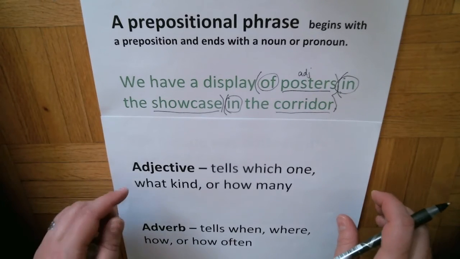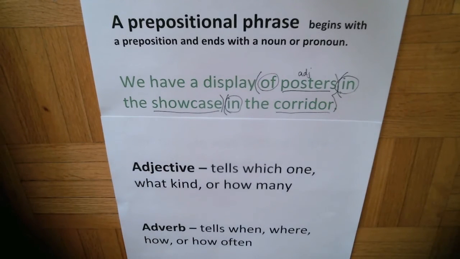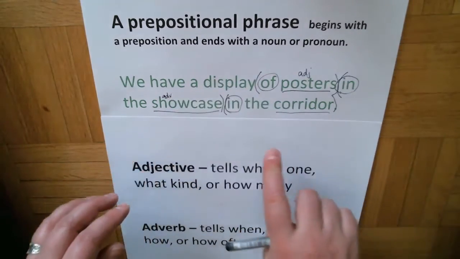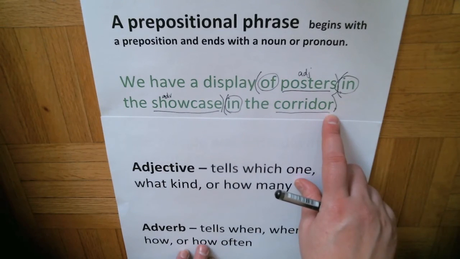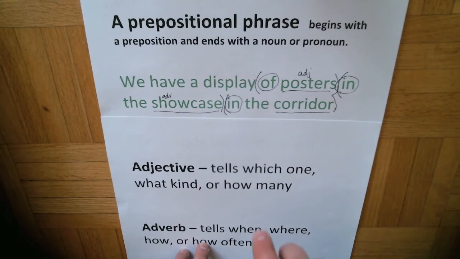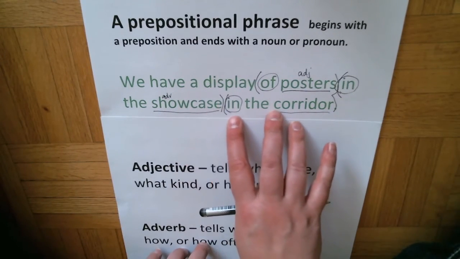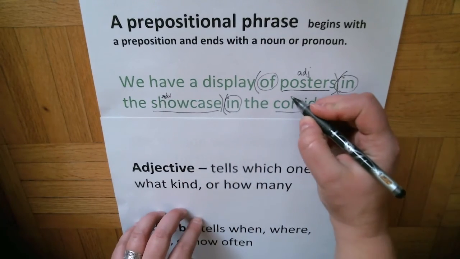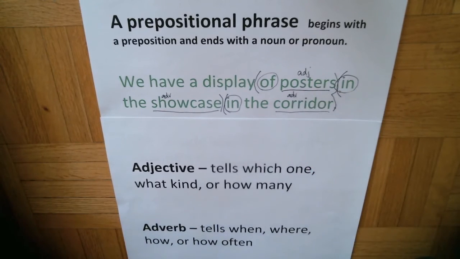We have a display of posters in the showcase. That would be telling me when. So that would be an adverb prepositional phrase. And in the corridor, sorry, I said when, but it's actually telling me where. We have a display of posters in the showcase in the corridor. Again, that's telling me where, so that's an adverb prepositional phrase.